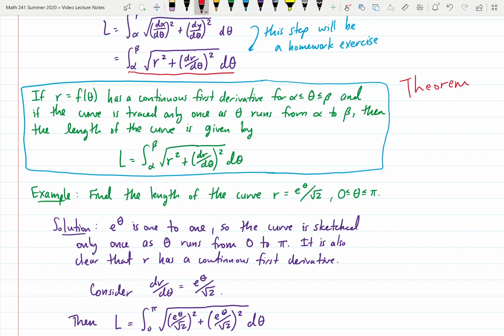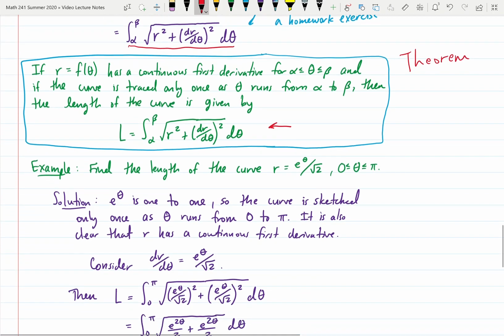So if r equals f of theta, so if we have just a polar curve and it has a continuous first derivative, and if the curve is traced only once, you don't want to be finding the length of a curve that's tracing back and forth over itself because it's going to be longer than it should be. So let's assume that it's traced only once as theta runs from alpha to beta. Then the length of the curve is given by this formula right here.